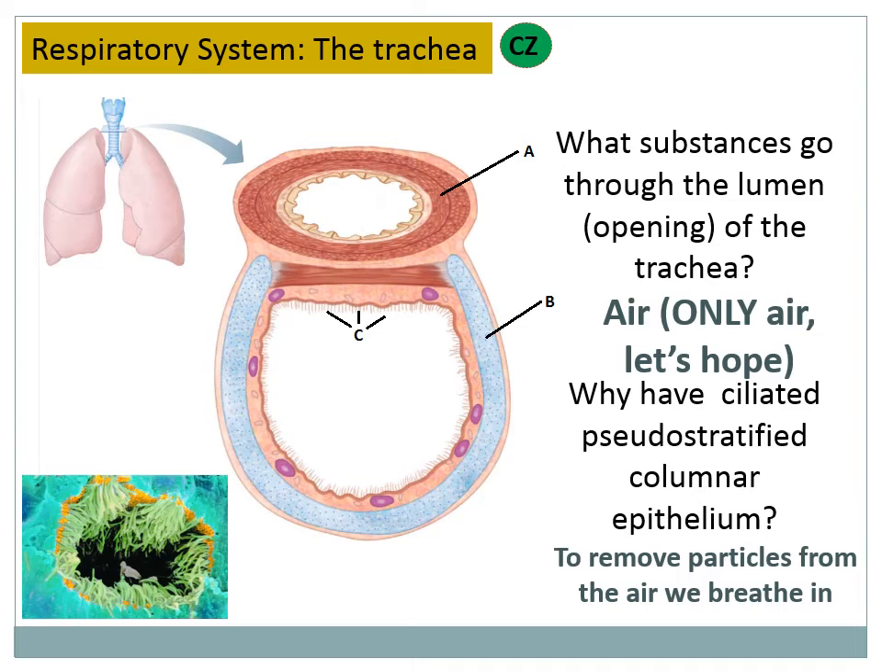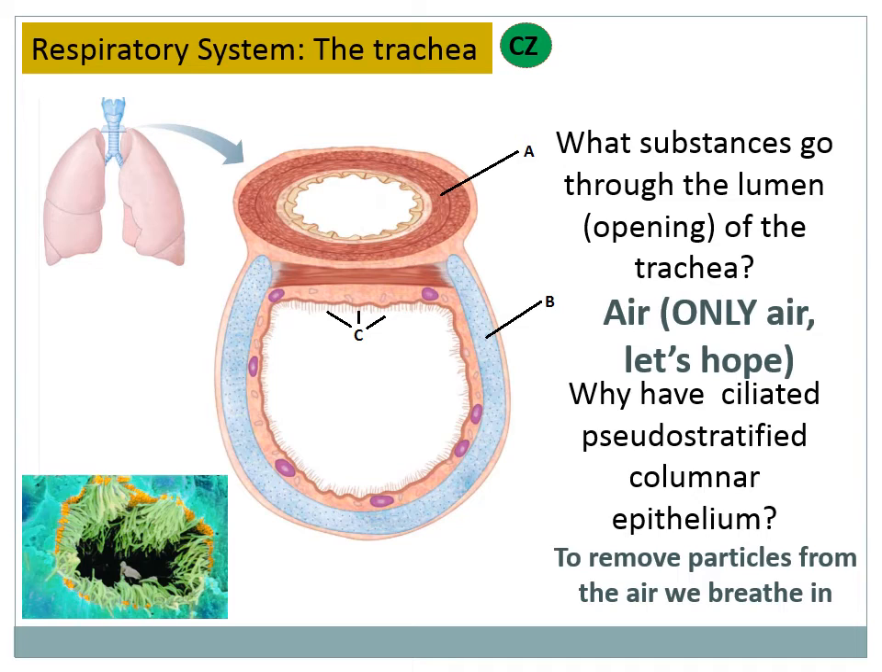Your ciliated pseudostratified columnar epithelium will capture those particles and they will bring them up. Remember, they're kind of like little conveyor belts. They're going to be pushing all of those particles up to the back of your throat so you can clear your throat, swallow down all that bad stuff, and you're good to go. So that's why we have that ciliated pseudostratified columnar epithelium.